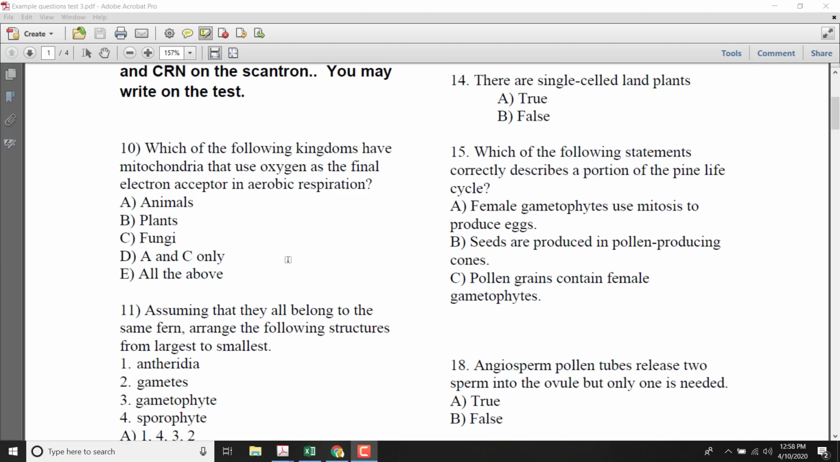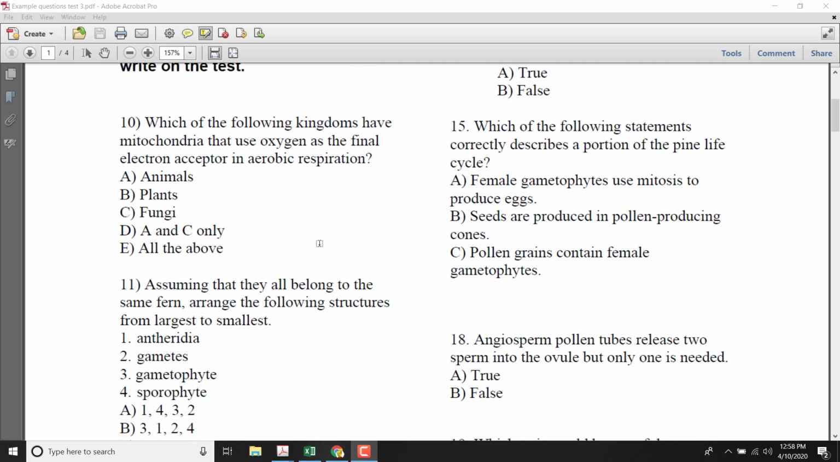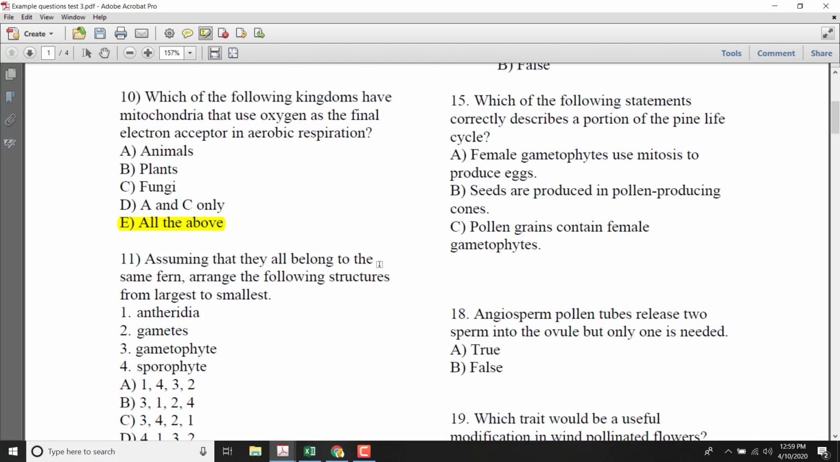Okay, which of the following kingdoms have mitochondria that use oxygen as the final electron acceptor in aerobic respiration? Well, what would be the best answer for that question? Animals, plants, fungi? Well, no, the answer is all of the above. Everybody on that list uses mitochondria. They all burn sugars for food. Plants also make those sugars, but they also burn those sugars.